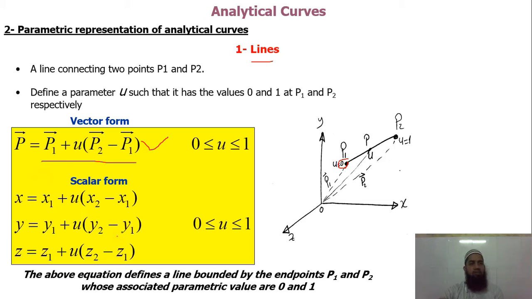This is the vector form. They always ask for the vector form, not the scalar form, but for the sake of knowledge, you should also know the scalar form: x equal to x1 plus u times x2 minus x1, y equal to y1 plus u times y2 minus y1, z equal to z1 plus u times z2 minus z1. The above defines the line bounded by the endpoints p1 and p2 whose associated parametric values are 0 to 1. This formula is very important, you must know it, because it is used in numericals.